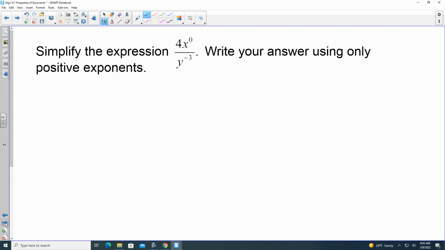Here they want us to simplify the expression. It says write your answer using only positive exponents. First off, I have this x to the 0 power. As long as x is not 0, I'm going to say that that is 1. So I got 4 times 1. And now I have this y to the negative third. If it's negative in the denominator, it's going to be positive in the numerator. So it's going to be y to the positive third. To simplify this, it's going to be 4y to the third.